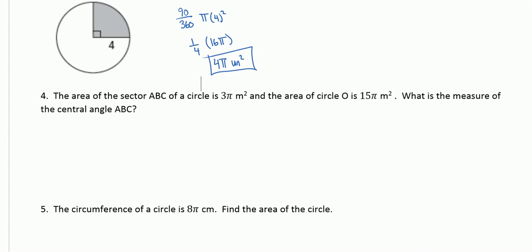Number 4, the area of a sector is 3 pi meters squared, and the area of the circle is 15 pi. What's the measure of the central angle? So let x equal the measure of the central angle. Then x over 360 times the area of the circle, which is 15 pi, is equal to the area of the sector, which is 3 pi.